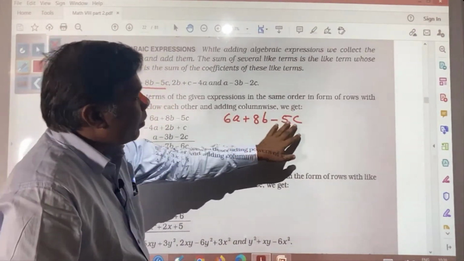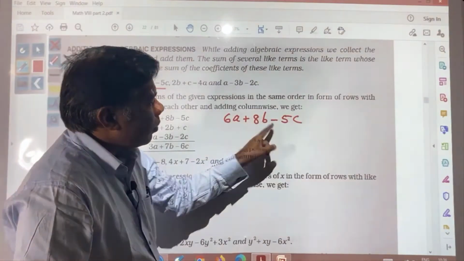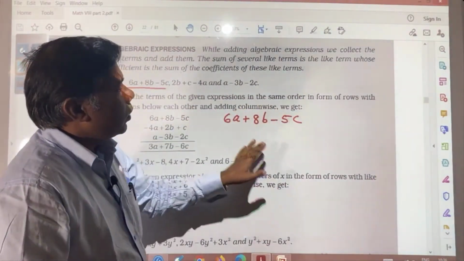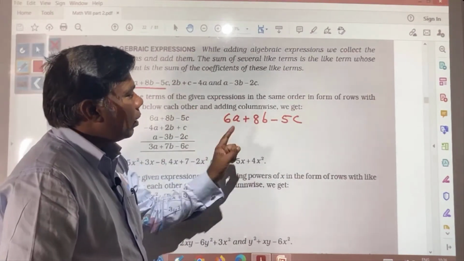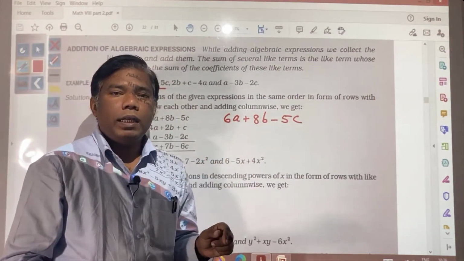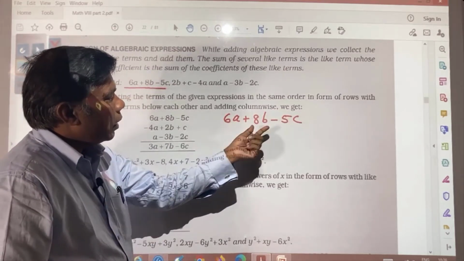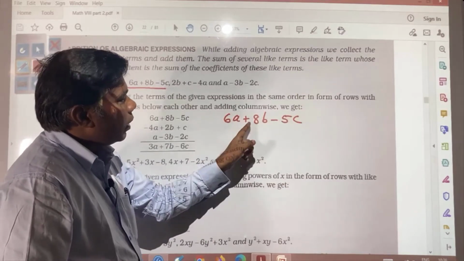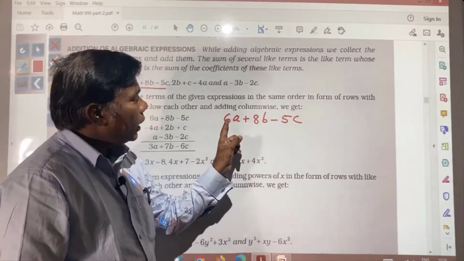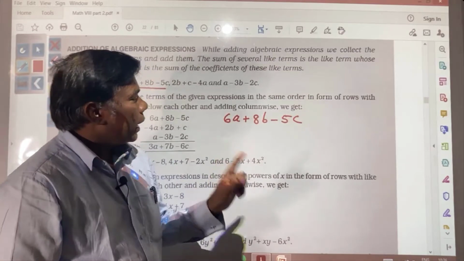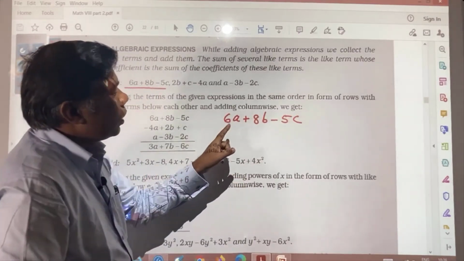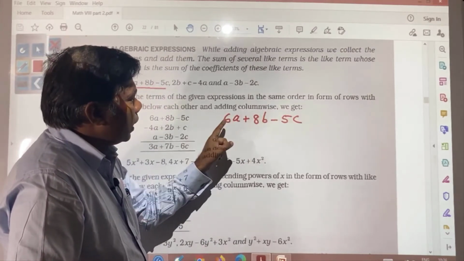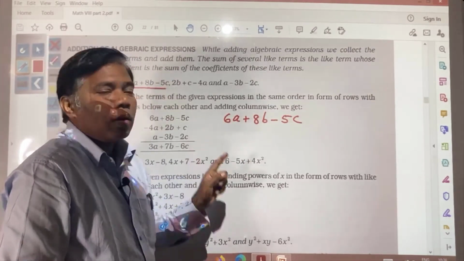These terms have been separated by plus or minus sign. So how will you recognize, if any expression is given, terms will be separated by plus or minus sign. So here you can see 6a, 8b, 5c, these have been separated by plus and minus sign. So three terms you have, first thing. Second thing, here you see two types of numbers you have. One is variable and the other is non-variable, that is called constant term.